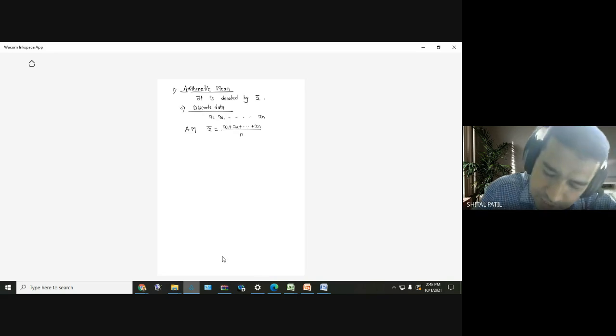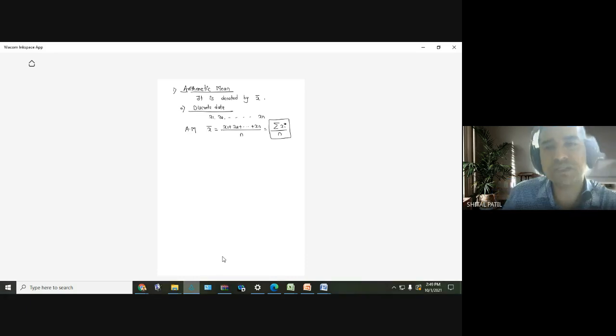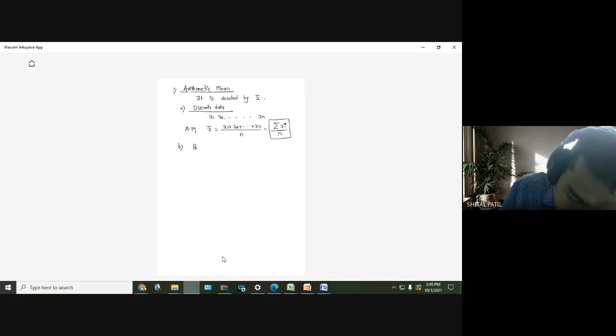So in short we can write like this: summation of Xi divided by n. That's it. So usually we avoid writing where the i is from, i equal to 1 to n. You understand it yourself. Summation of xi divided by n. Then B, frequency distribution.